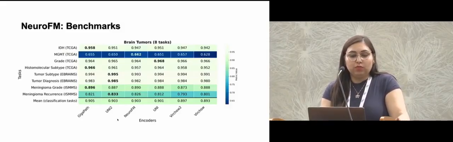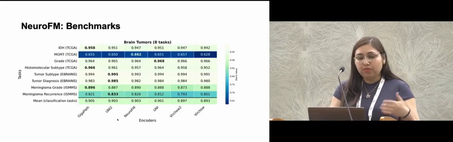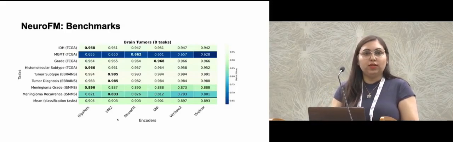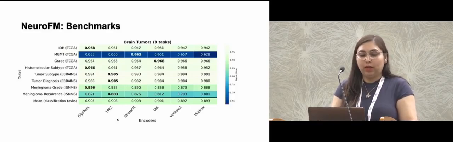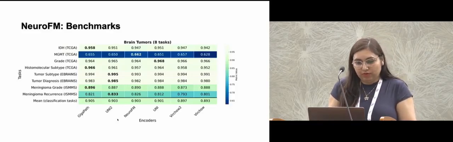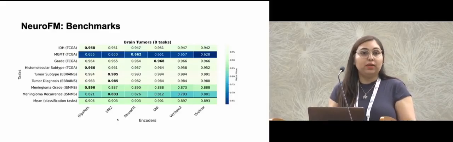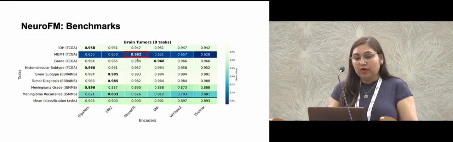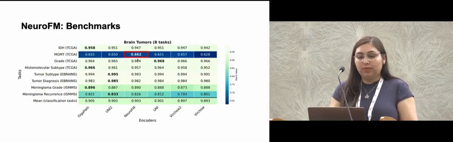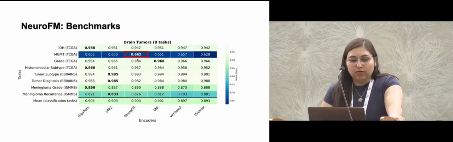Since these tasks are mainly from tumor categorization, it was obvious that they were going to do comparably well in comparison to NeuroFM. But for the MGMT status, we can see that this is a challenging task because none of the models performed better than 0.7 AUC. But NeuroFM did well here and was able to identify molecular status from the TCGA data.